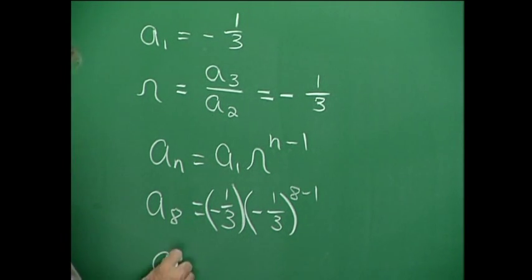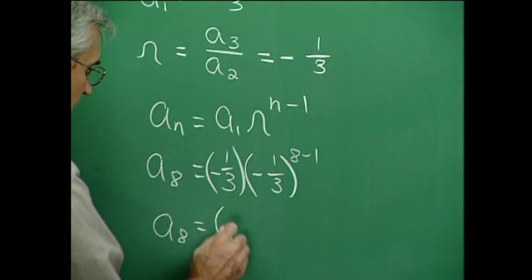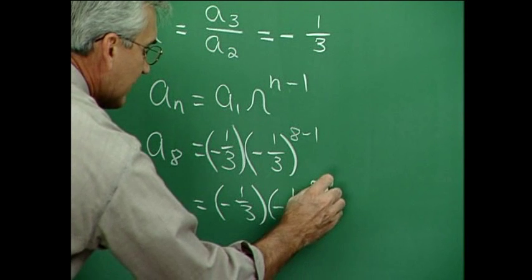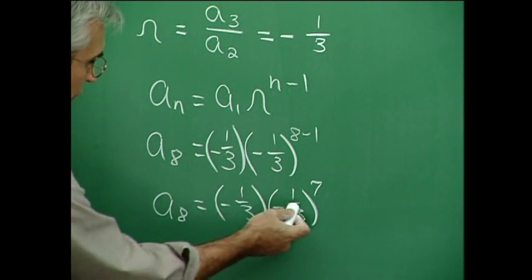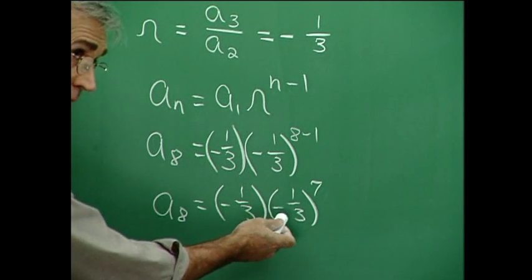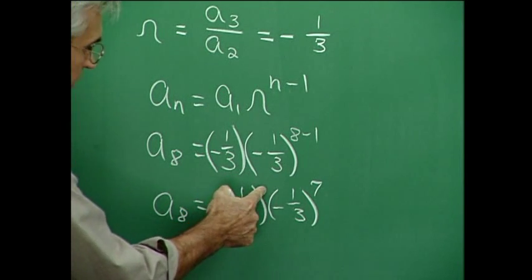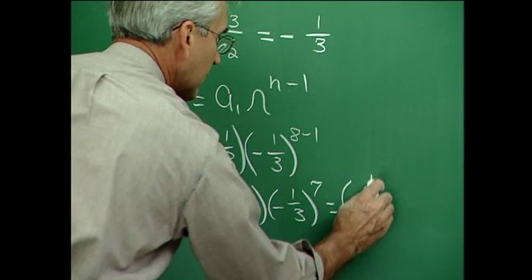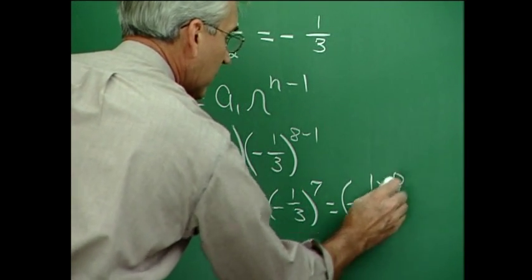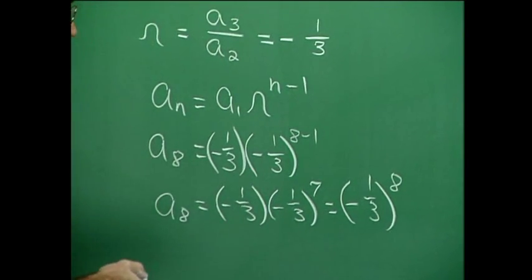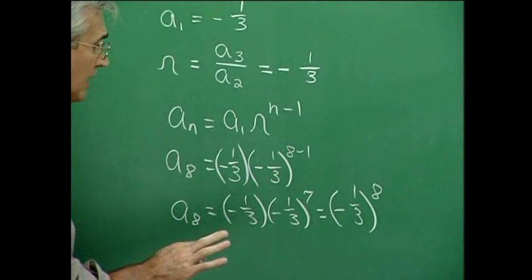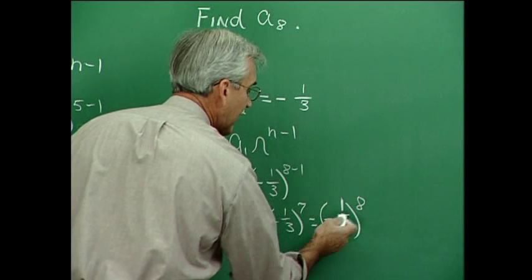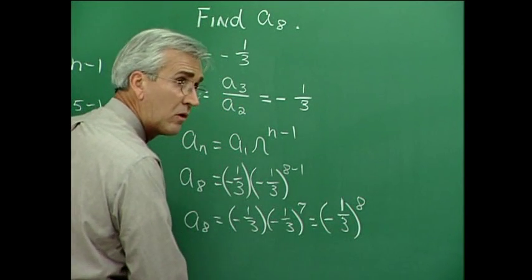So we have a sub 8 then is negative 1/3 times negative 1/3 to the 7th. But if these two are alike, then I have like bases, so I can add the exponents. The exponent here is understood to be 1. So we could write this as negative 1/3 to the 8th power. And there are other ways to manipulate this as well. We could pop it into the calculator right now, but just realize that there are a lot of ways to manipulate fractions raised to exponents like this.